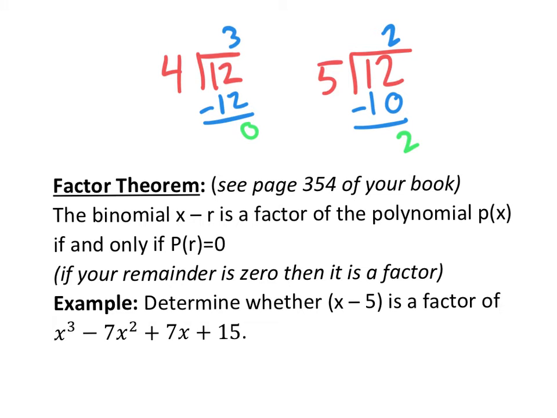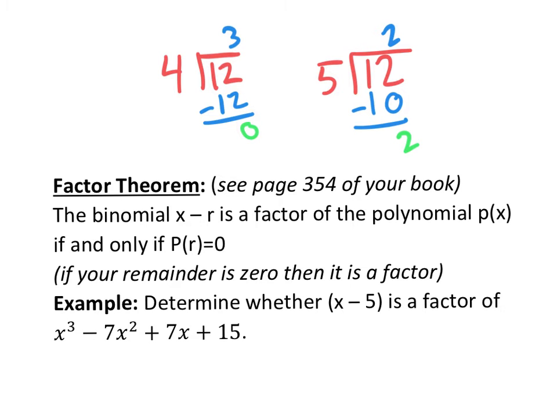Very similar to numbers. 4 is a factor of 12. Why? Because the remainder is 0. Right? If I say 86, is 43 a factor of 86? Well, if your remainder is 0, then yeah, 43 is a factor of 86. Okay? If your remainder is not 0, it's not a factor. Does that make sense? Okay?